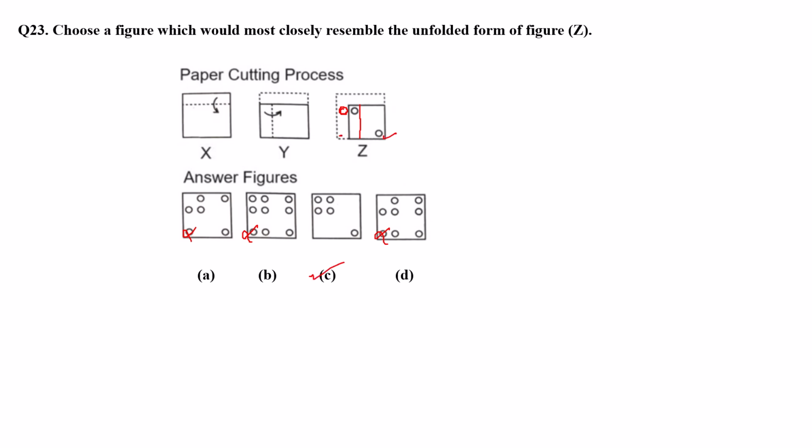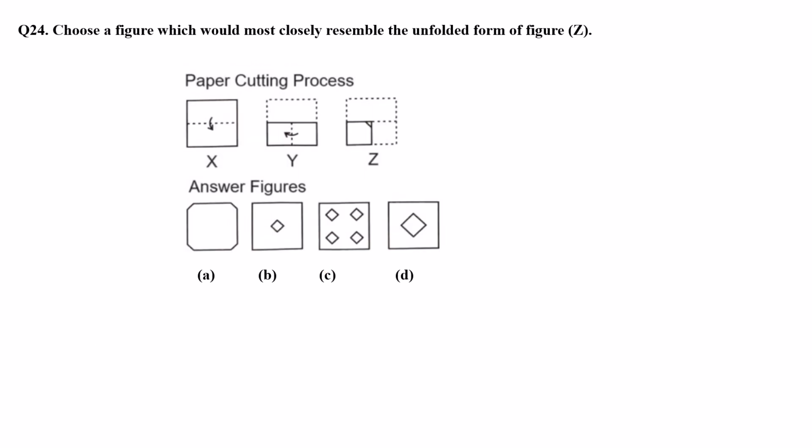And when you further open it like this, you will get two more circle over here. So C is the correct option. Okay. Now moving to next question. Now question 24, choose a figure which would most closely resemble the unfolded form of the figure. Okay, so again we will start from the backward direction. First this part we will open over here. So what will happen? Only you will get this small line over here, and then when you further open in this way, this will come over here like this, and this part will come here.